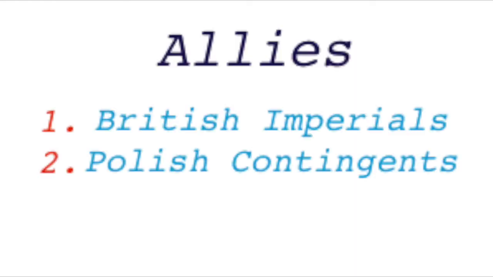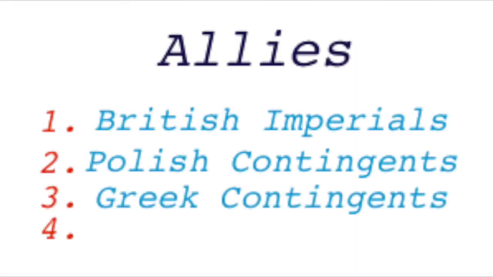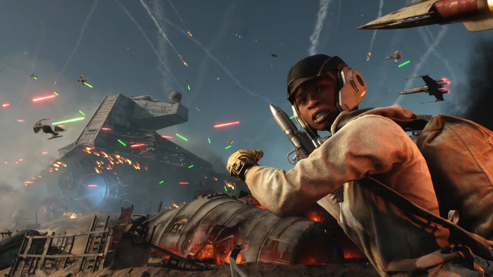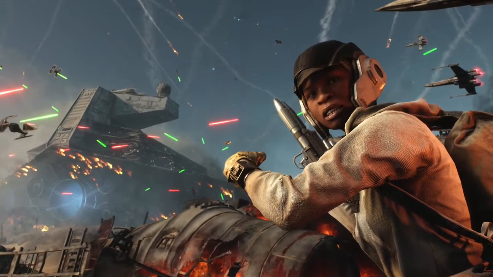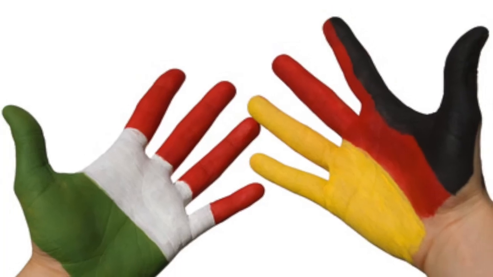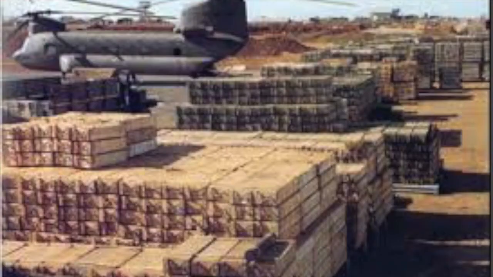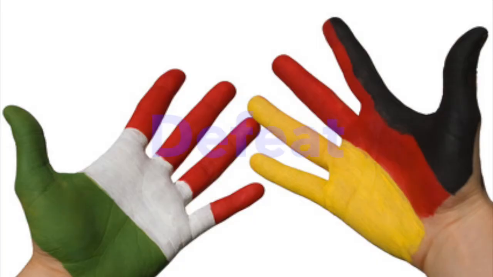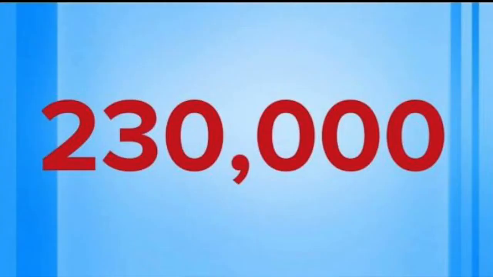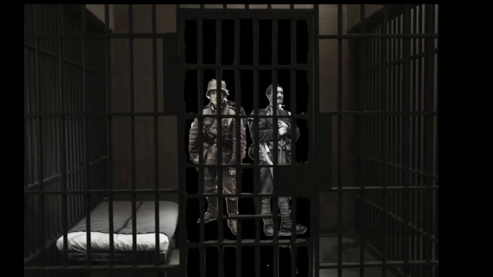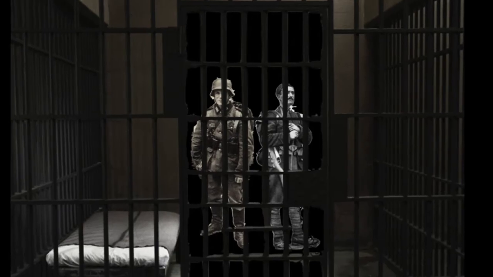The Allies consisted of British Imperial forces, including Polish and Greek contingents, with American and French corps. The battle opened with initial success by the German and Italian forces, but the massive supply interdiction efforts led to the decisive defeat of the Axis. Over 230,000 German and Italian troops were taken as prisoners of war.